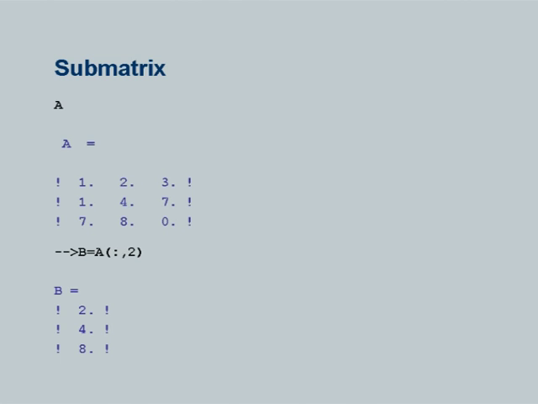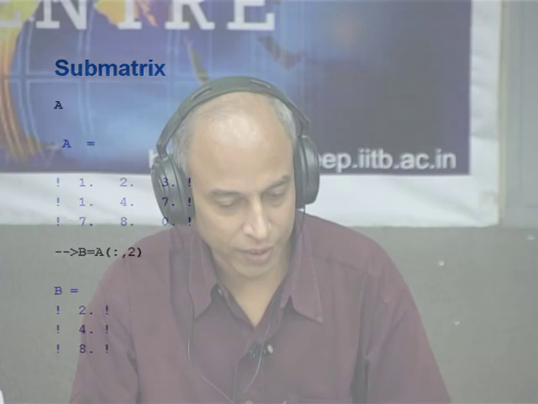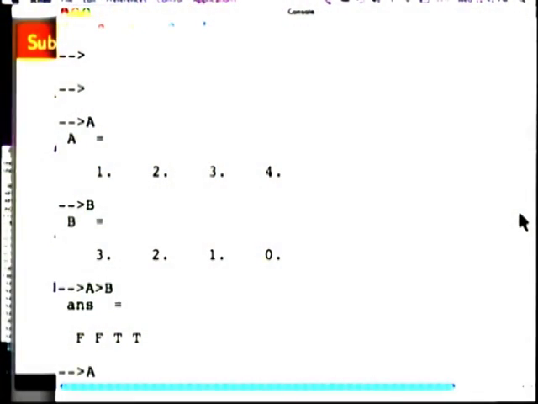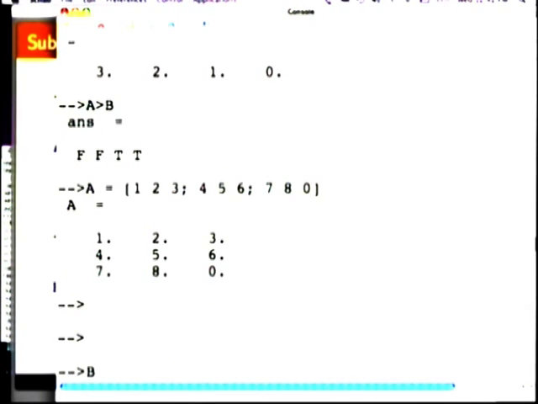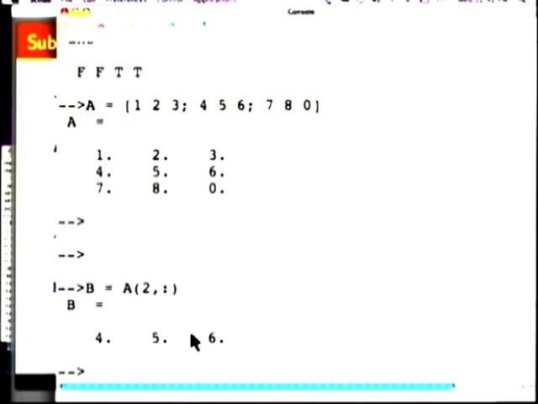Okay, so here for example I am saying A is a 3 by 3 matrix and the second column of A is taken out and put in B, right? So for example, let's look at this: 1, 2, 3, 4, 5, 6, 7, 8, 0. I have created this, then I say B is equal to A of, supposing I want to extract only the second row, I will say second row, all columns are done by this colon, it will give me 4, 5, 6.